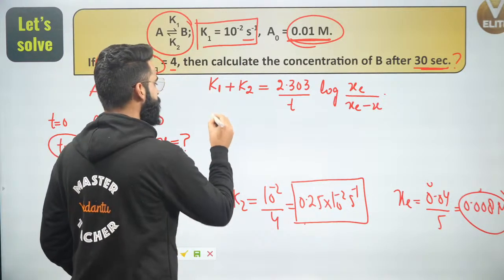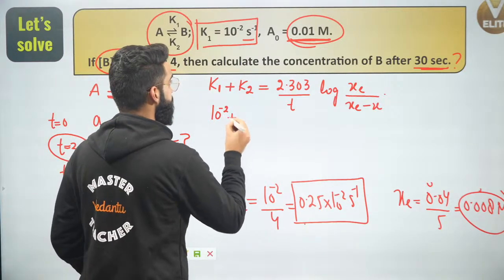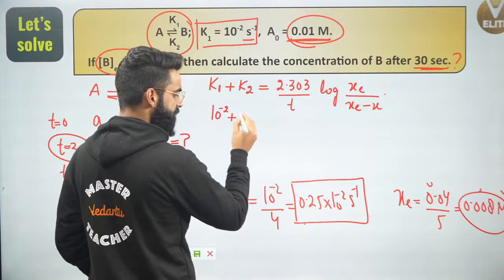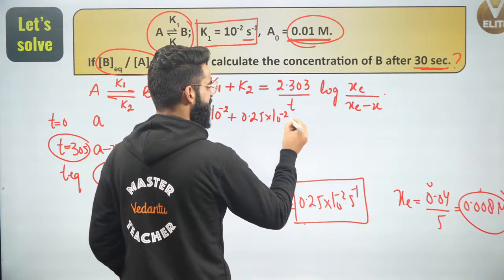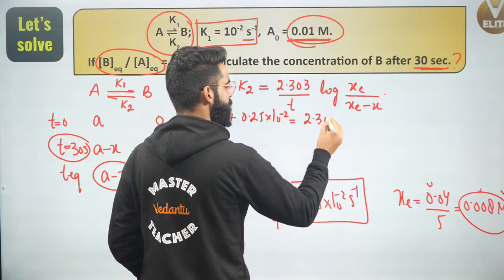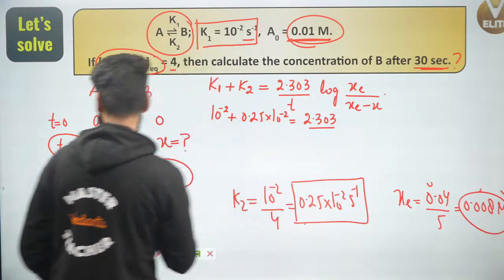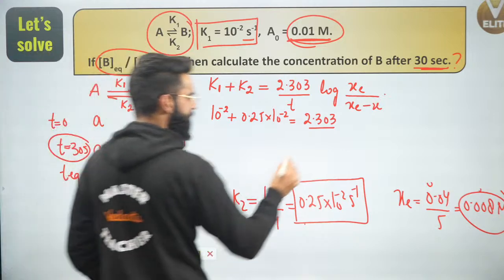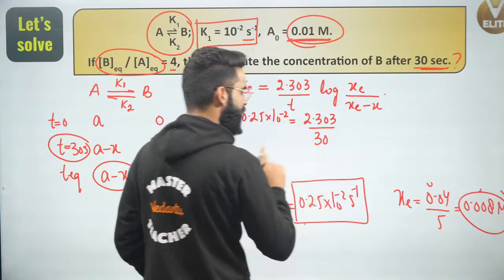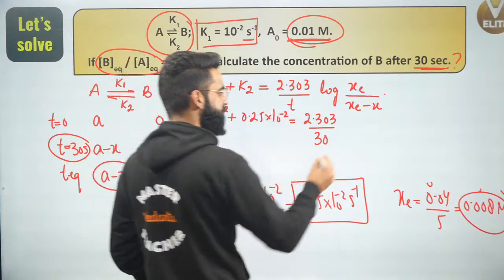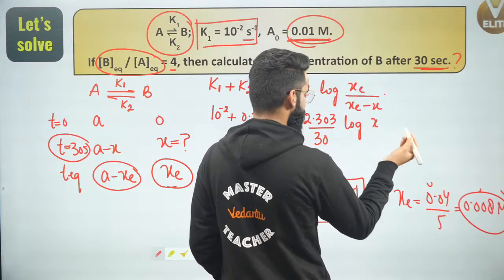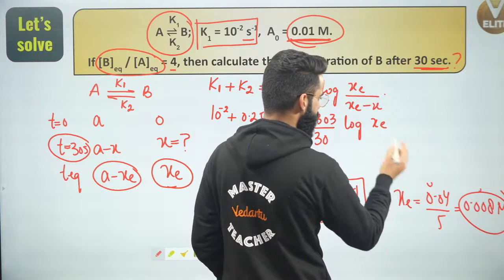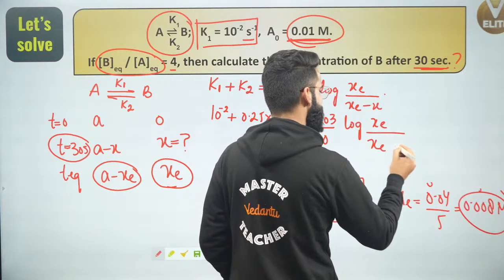Have a look, guys. K1 value, I already know that is 10 power minus 2, plus K2 value, I got to know that is 0.25 multiplied by 10 power minus 2, is equal to 2.303 divided by T. What is T given to me? T is given to me as 30 seconds, because I need to check the value of X at time T equal to 30 seconds. It's going to be log of Xe, and I know the Xe value already, divided by Xe minus X.